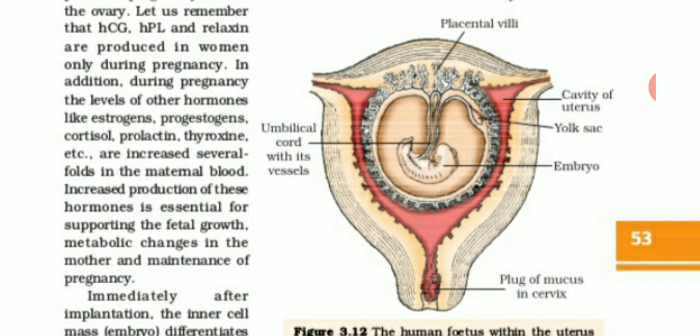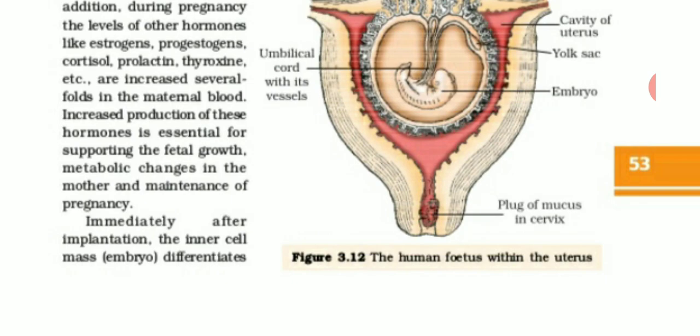Increased production of these hormones is essential for supporting the fetal growth and metabolic changes in the mothers and maintenance of pregnancy. So these hormones are released by the placenta and other uterine walls. So it helps in the maintaining of pregnancy and it helps in the growth of the embryo also.